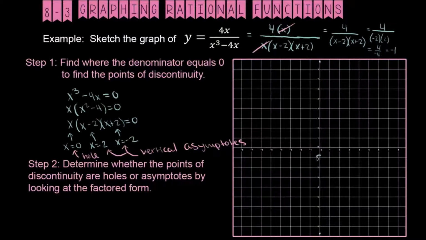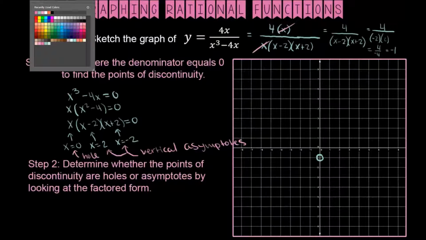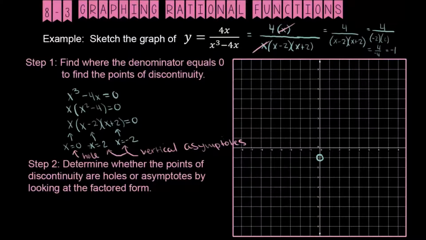Here's my hole. All right. Then we want to have the asymptotes. So I am going to use this color here to signify my asymptotes. I have one at x equals 2 and x equals negative 2. So here are my vertical asymptotes. All right, so now that I've gone through my first 2 steps, I'm going to move on to my second 2 steps.